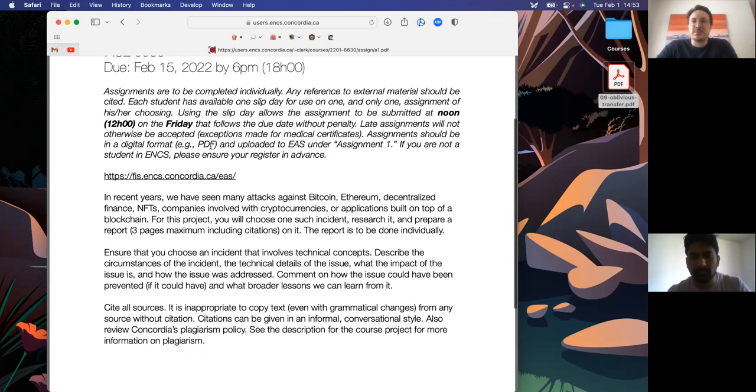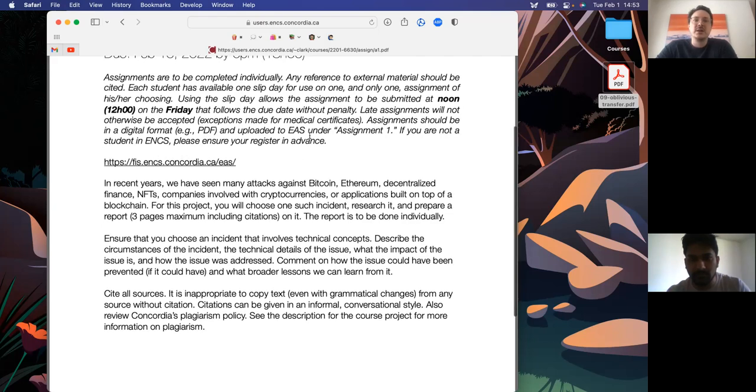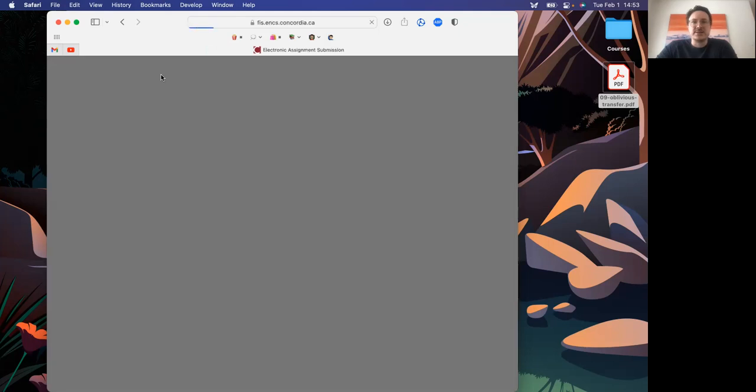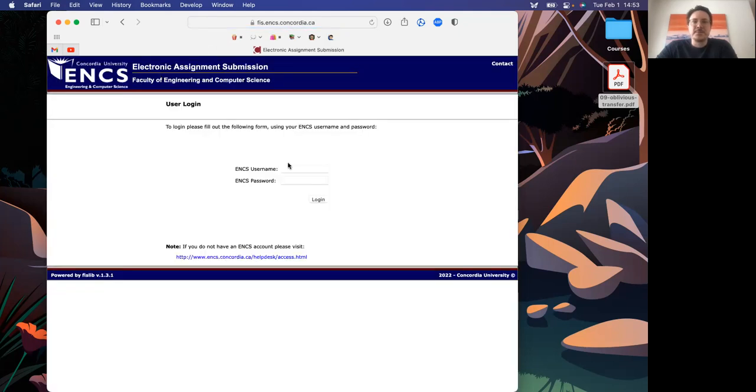Please put it in PDF format. So no handwritten assignments, typed assignments, and then in PDF format, not a doc file or something like that. To give it to me, you're going to use a system called EAS. The link is here. EAS is a system from engineering, so you'll log in using your ENCS or your Gina Cody username and password. This is maybe different than your Concordia password. If you are a student in Gina Cody, you should have access to it.